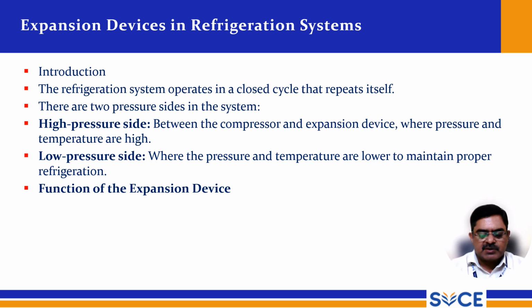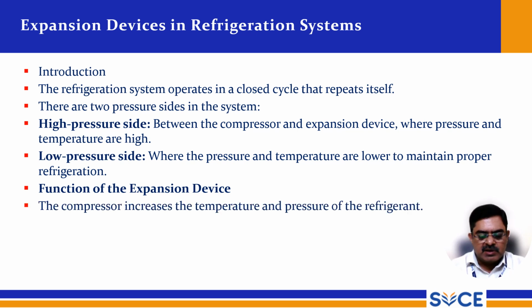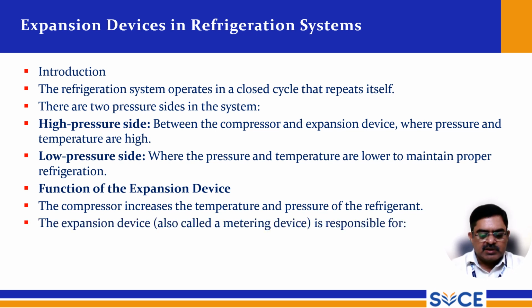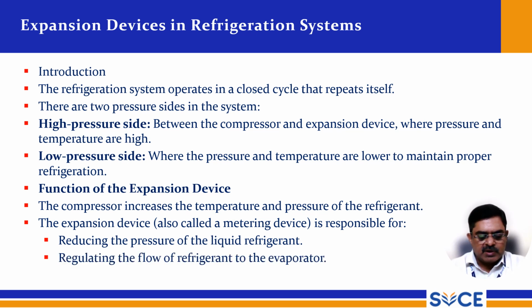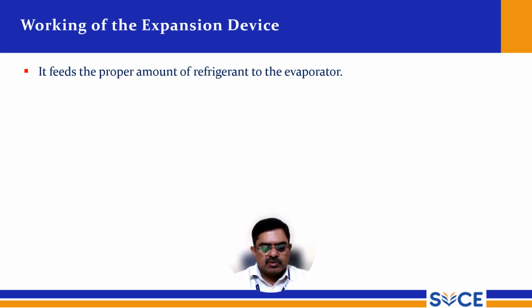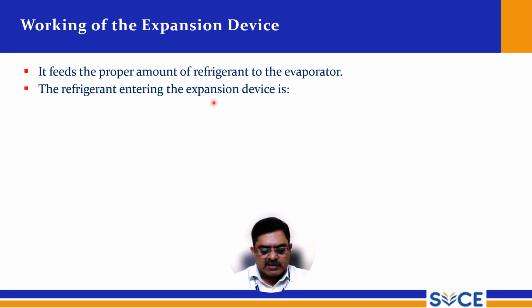The function of the expansion device in a refrigeration system: the compressor increases the temperature and pressure of the refrigerant. The expansion device, also known as the metering device, is responsible for reducing the pressure of the liquid refrigerant and reducing the flow of refrigerant to the evaporator. It feeds the proper amount of refrigerant to the evaporator.